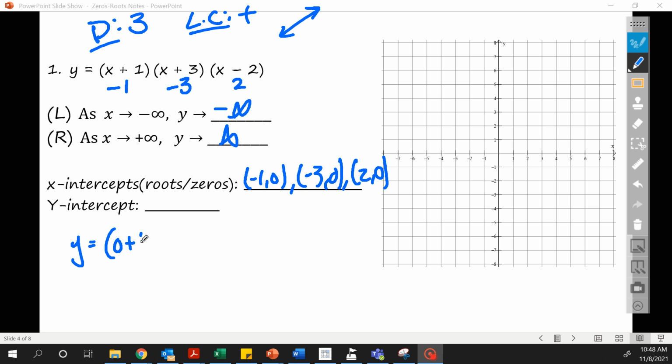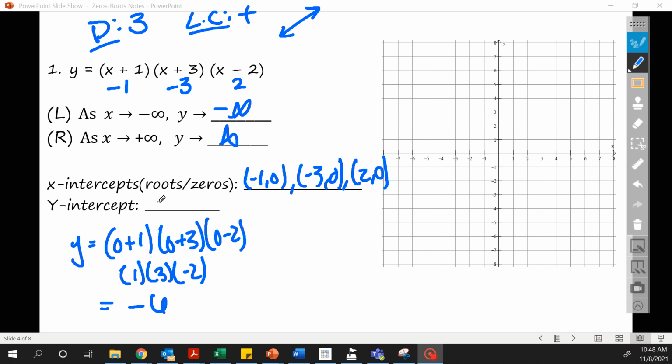Okay, so 0 plus 1, 0 plus 3, and 0 minus 2. In other words, 1 times 3 times -2, which is -6. So the y-intercept is (0, -6). So if we look, we have (-1, 0), (-3, 0), and (2, 0). We also have a y-intercept here at (0, -6).